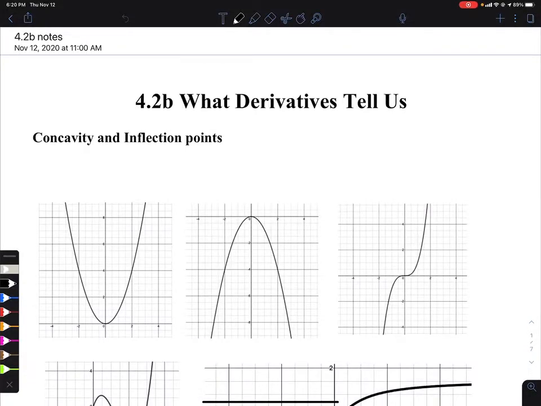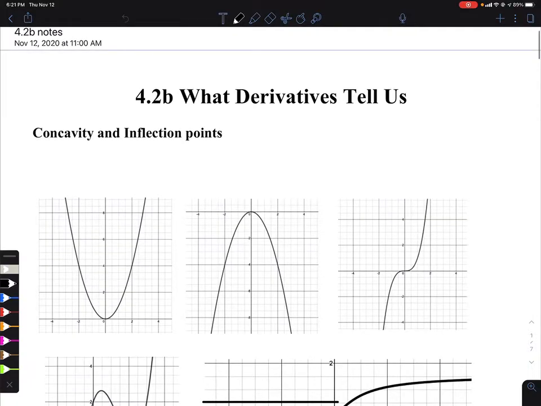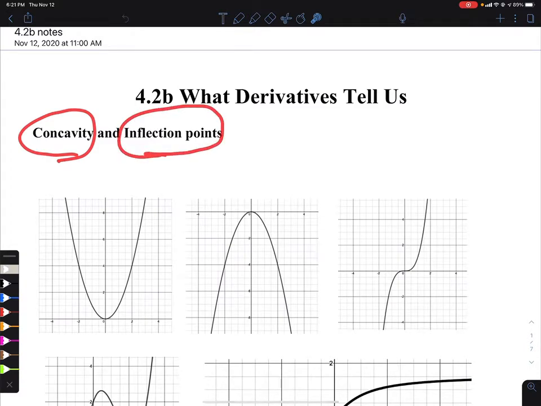4.2b notes. What derivatives tell us? So in the last lesson, we learned about relative maxes, relative mins, increasing functions, decreasing functions, and just those topics. Well, in this section, the derivative is going to tell us more. We're not going to formally define these, but you're going to get a picture. What is concavity and what are inflection points?